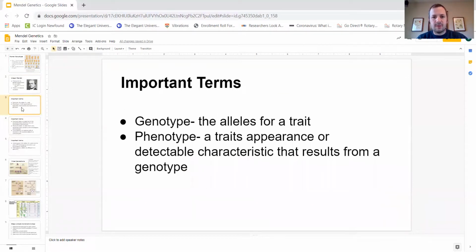Some important terms as we go through are genotype and phenotype. So your genotype is the alleles you have for a trait. So what the actual alleles are, and there's always going to be, remember, two of them for what we're going to do. But then that genotype creates what we call a phenotype, which is the actual appearance that comes from those genes or the interactions of those alleles. So genotype versus phenotype.